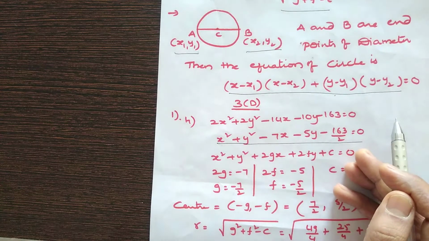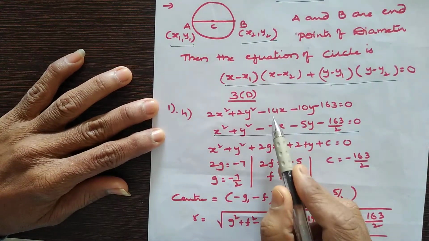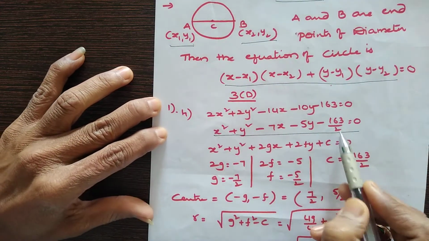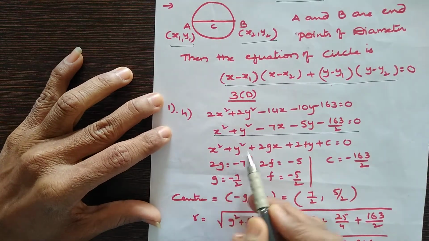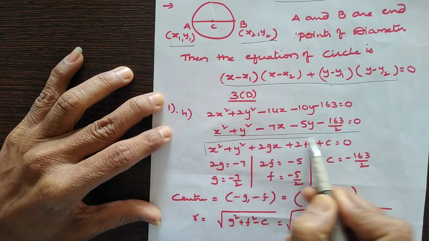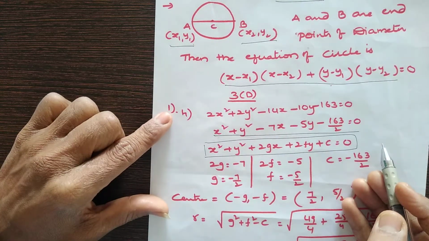Now see here, so x square plus y square minus 7x minus 5y minus 163 by 2, I am taking 2 common. Now it is in the form of x square plus y square plus 2gx plus 2fy plus c is equal to 0.